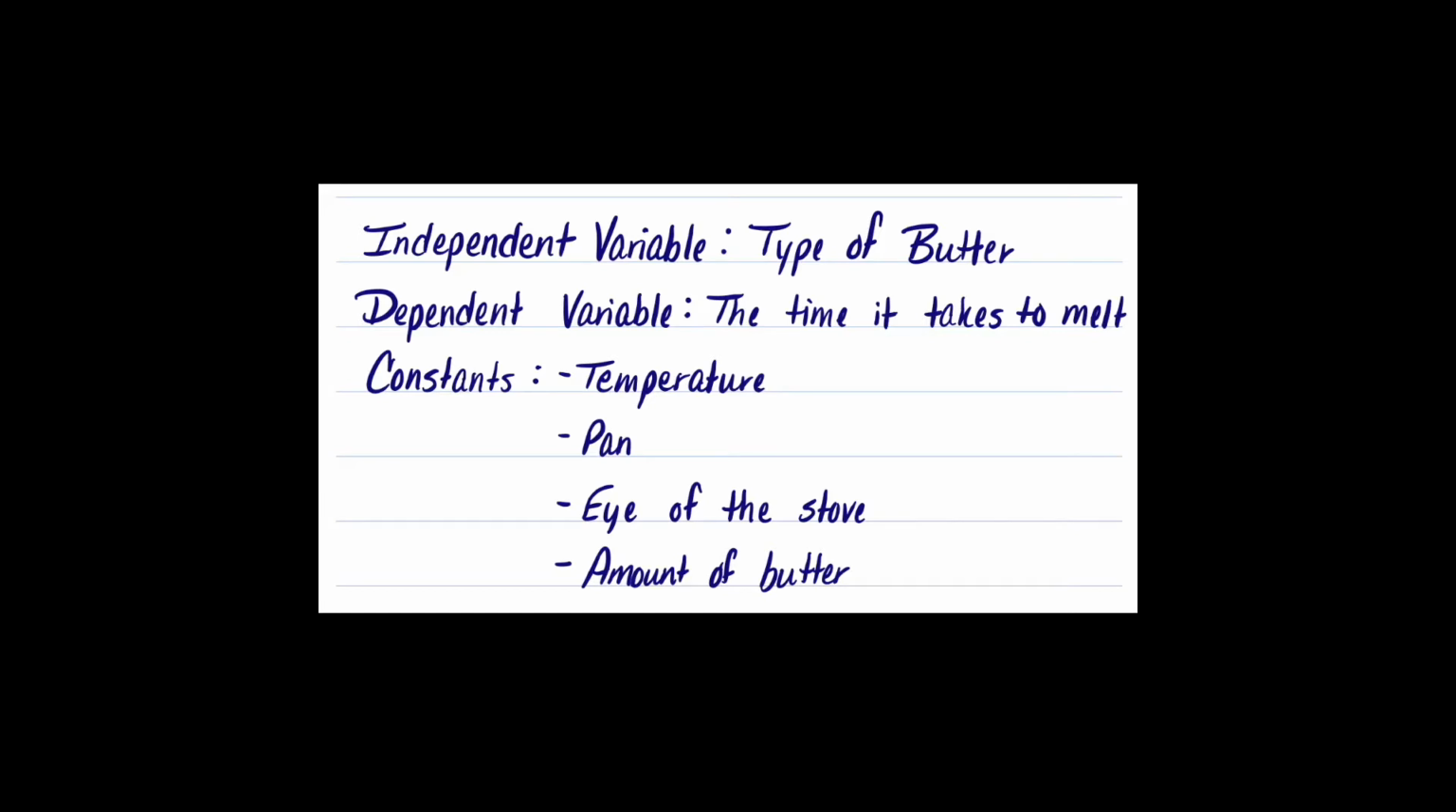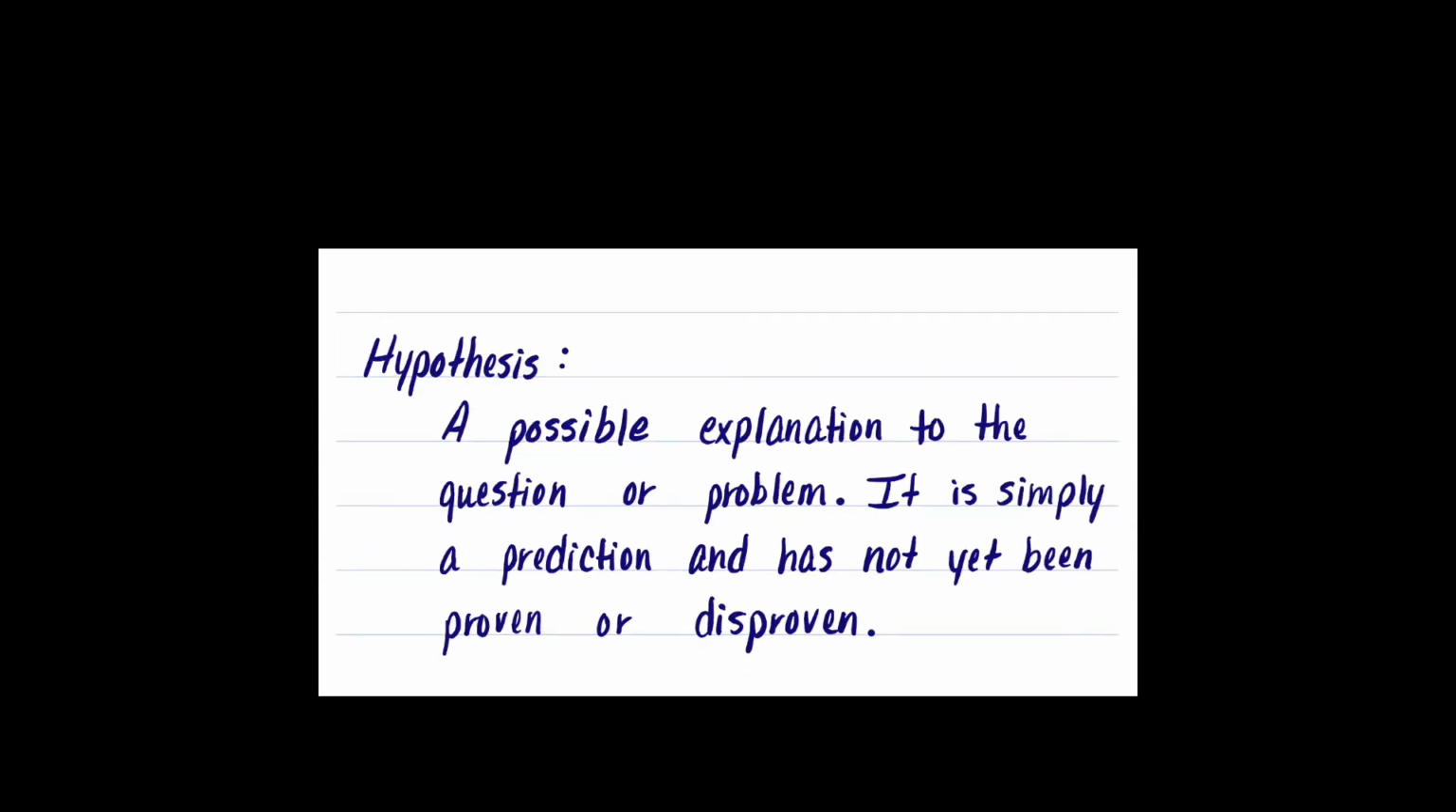So let's talk about why these things would be our constants. The temperature would be a constant because if we put one butter at a different temperature than the other, then one may melt faster than the other. If we use a different pan, then one pan may be more capable of melting the butter quicker than the other. We also need to use the same eye of the stove because some eyes are more capable of producing more heat. We also need to use the same amount of butter. If we used more butter of one type than the other, then it might take longer for that type of butter to melt.